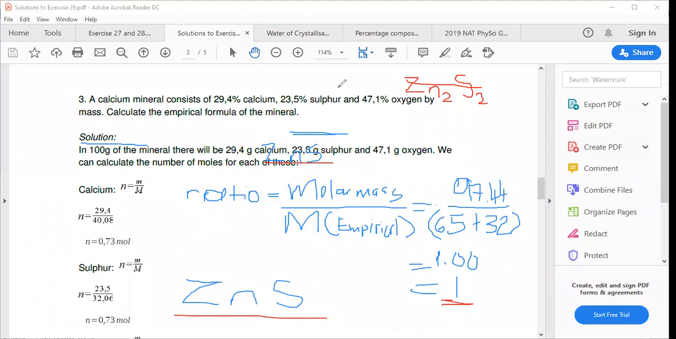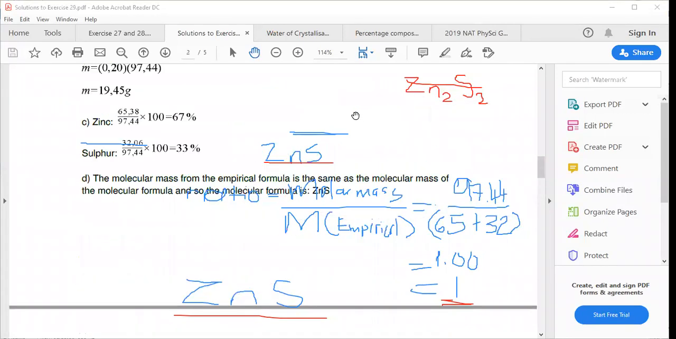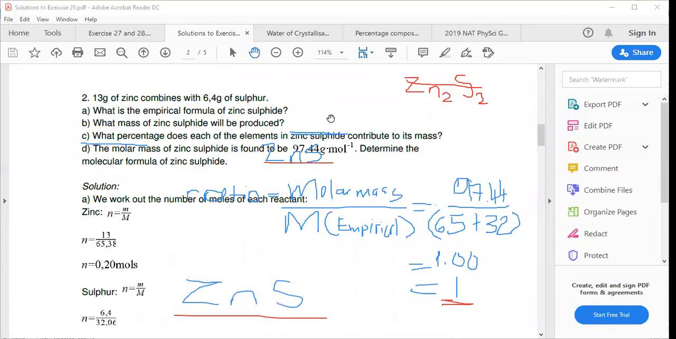No, the answer for D would be ZnS because the question asked you to determine the molecular formula. So you're going to determine your ratio to be 1 and you multiply it by that empirical formula. So your answer is still ZnS. Your final answer is not 1. Your final answer must be that 1 multiplied by ZnS.